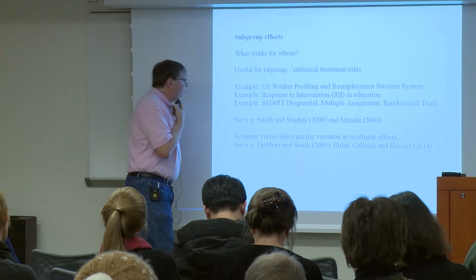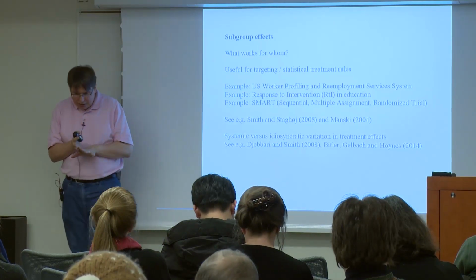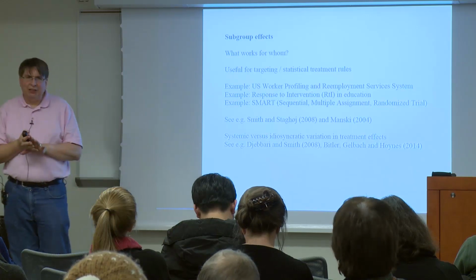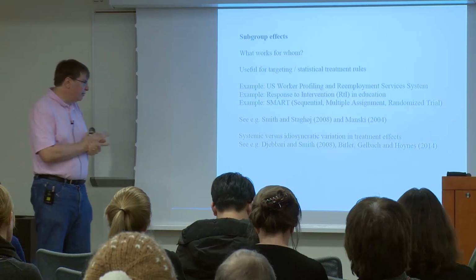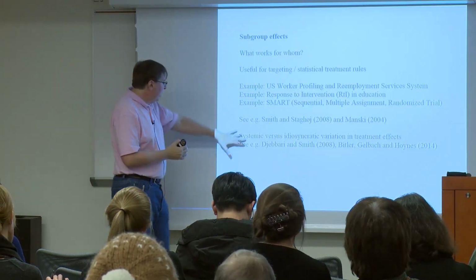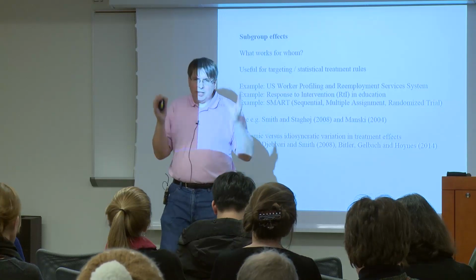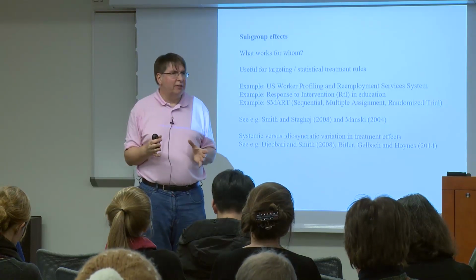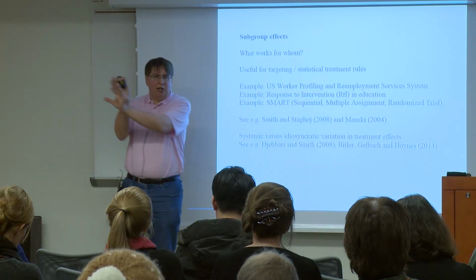What works for whom? In this paper with my student, Habiba Jabari, we make a distinction between what we call systematic variation in the treatment effect and idiosyncratic variation in the treatment effect. What we have in mind is that systematic variation in the treatment effect is the variation that you can capture with observed covariates. Those covariates may describe the units, or they may describe the context.